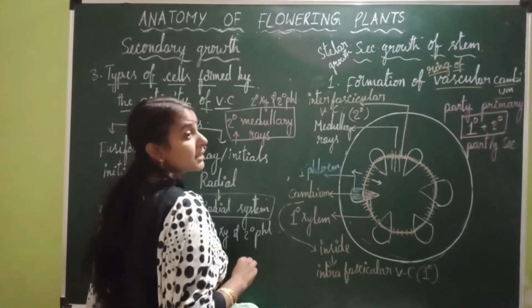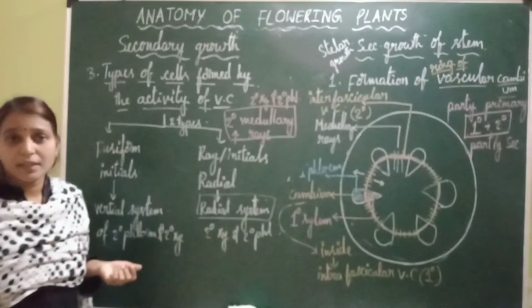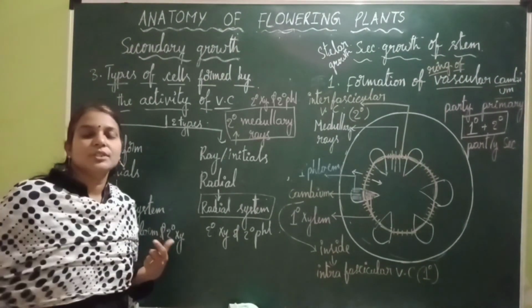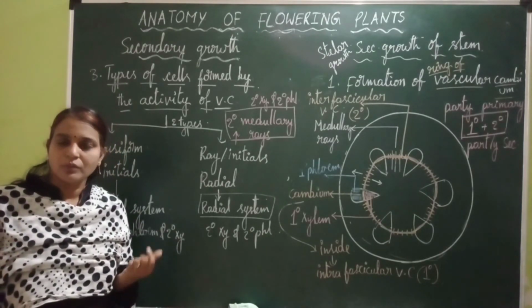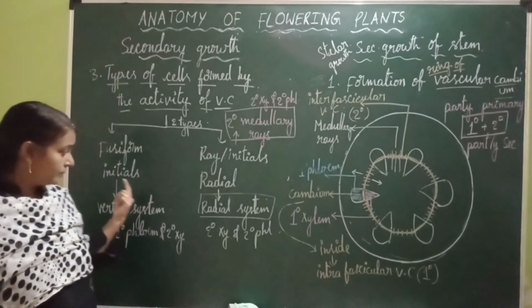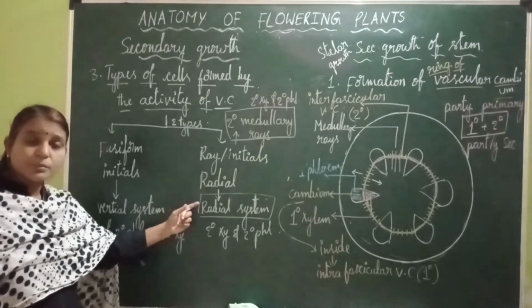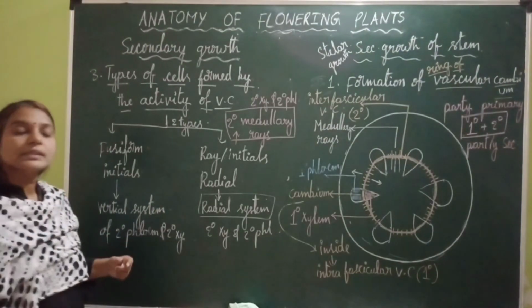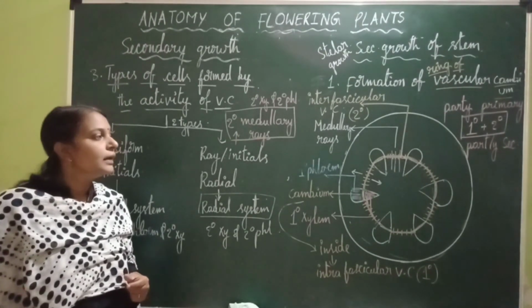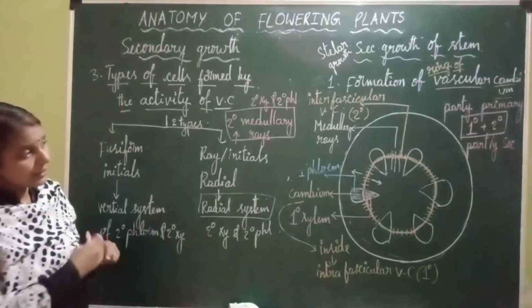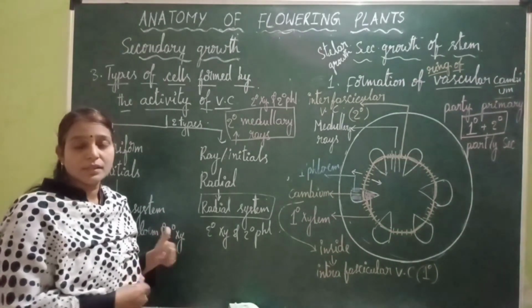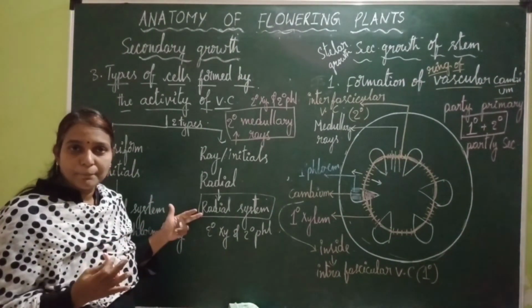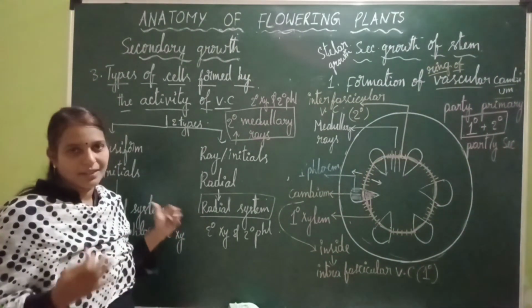Okay, so this is about the activity of vascular cambium and the types of cells which are involved in the formation of what? Radial system of secondary xylem and secondary phloem, and vertical system of secondary xylem and secondary phloem. Now next I will give the diagrammatic representation of the dicot stem after secondary growth.